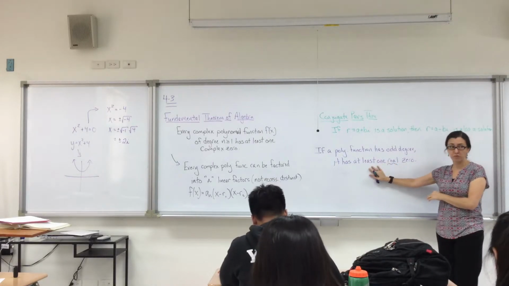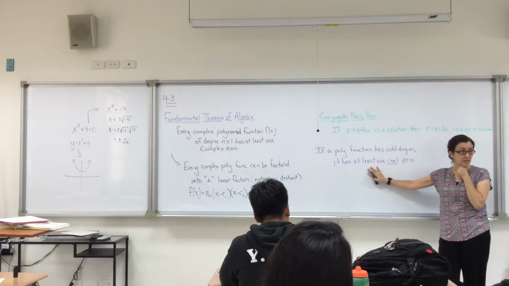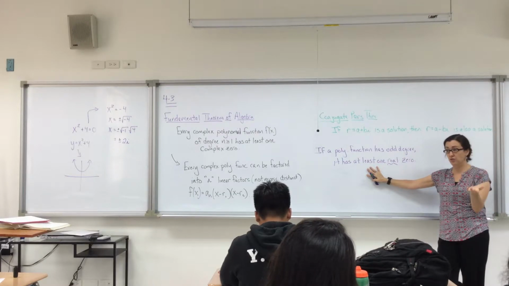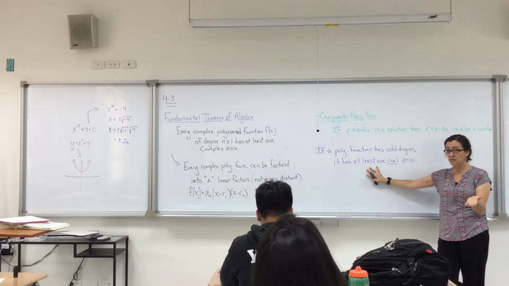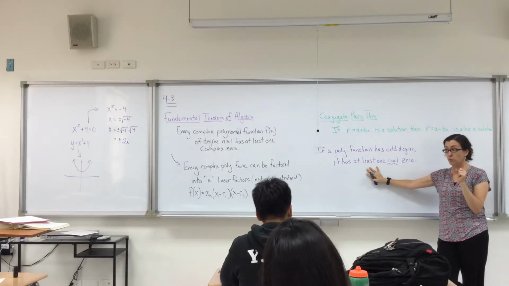We talked about this before. Do you guys remember why? Why would something that has a degree 3 or a degree 5 be guaranteed to have at least one real zero?